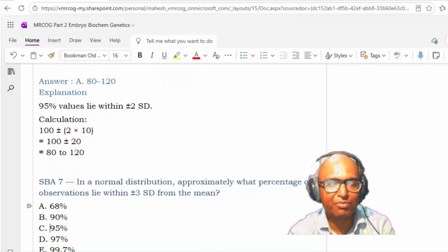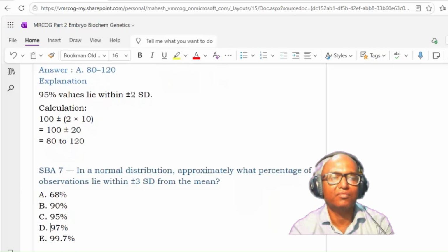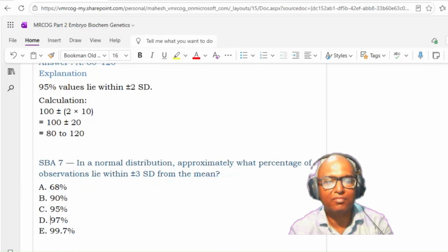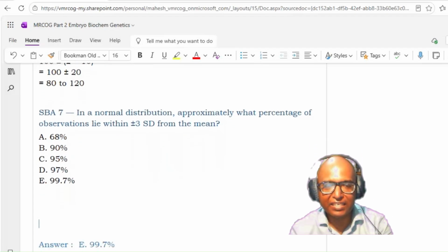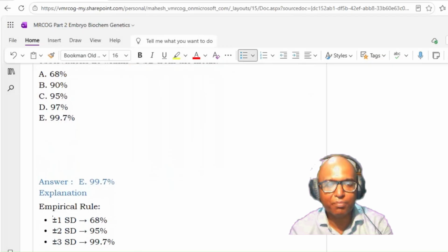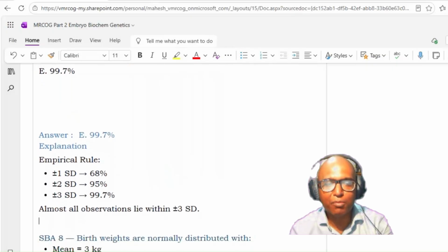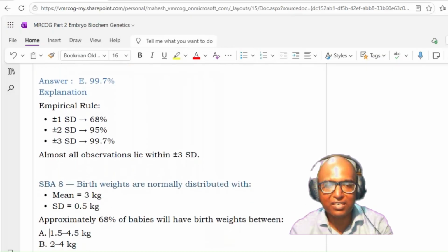Okay, next question. In a normal distribution, approximately what percentage of observations lies within plus or minus 3 standard deviations from the mean? 68%, 90%, 95%, 97%, 99.7%. Sir, option E, 99.7%. Yes, plus minus 3 is 99.7%. So the empirical rule: plus minus 1 SD is 68%, plus minus 2 SD is 95%, plus minus 3 SD is 99.7%. Almost all observations lie within plus minus 3 SD.